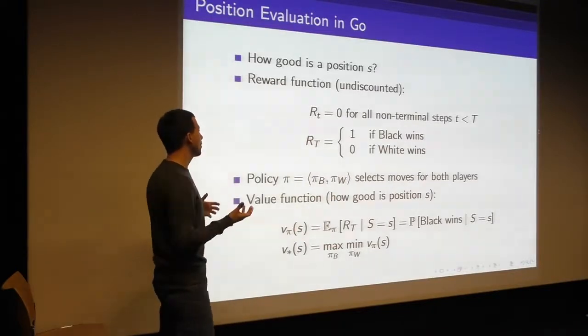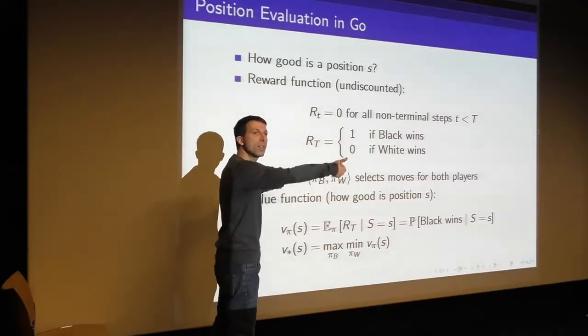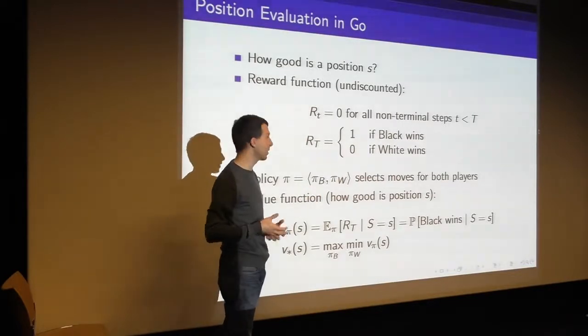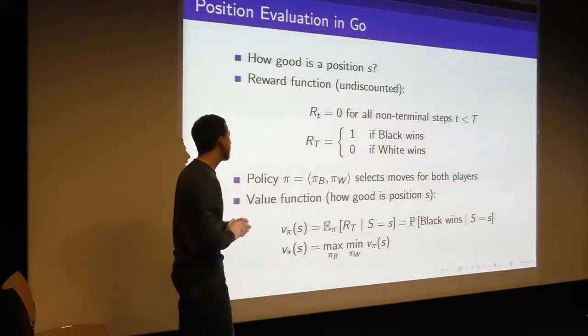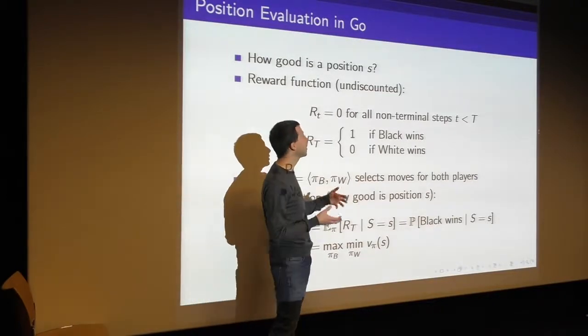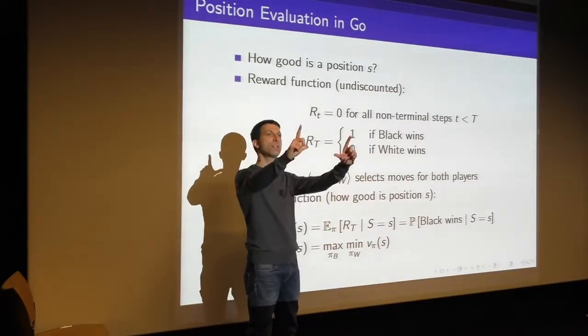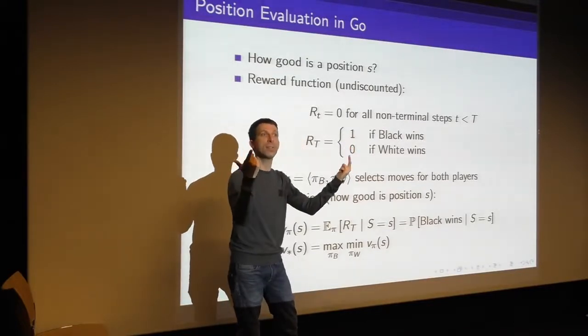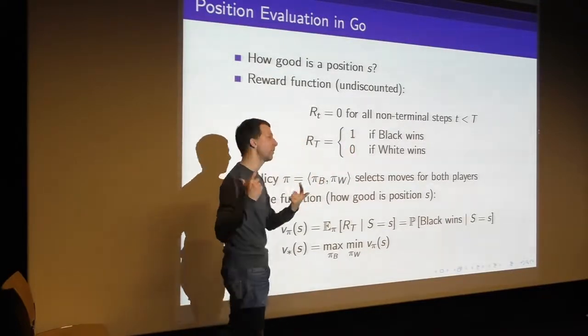And then we're going to consider policies for both sides. We're going to do this by self-play. We're going to pick actions for both sides. We're basically going to try and learn a value function, which essentially tells us how good some position S is. Like if I show you this board configuration, is it good? Is black going to win or is white going to win? I want to know if this thing's good.